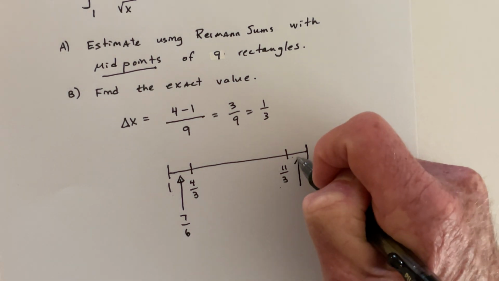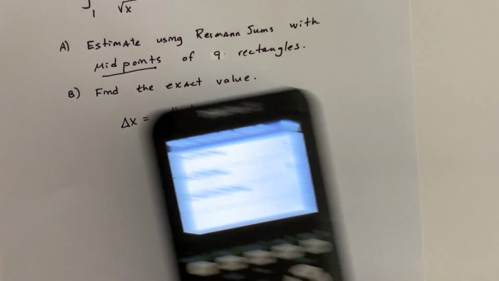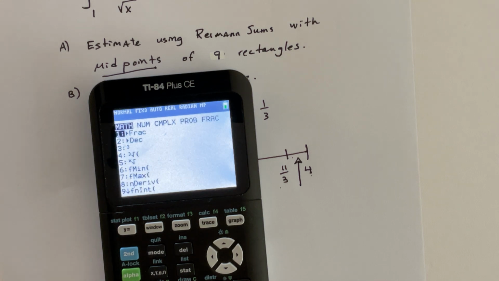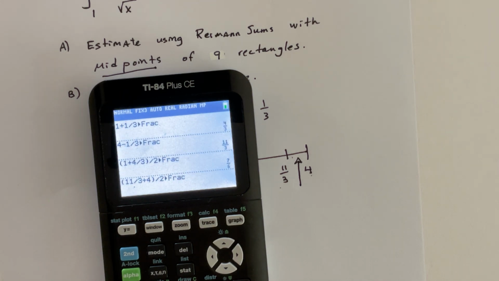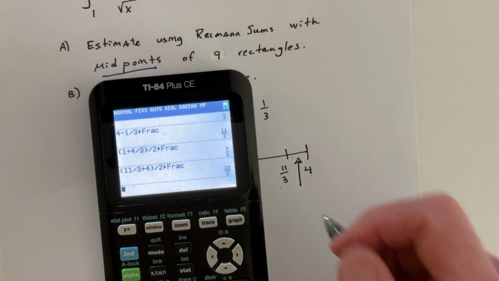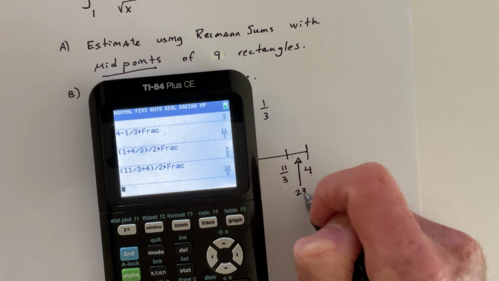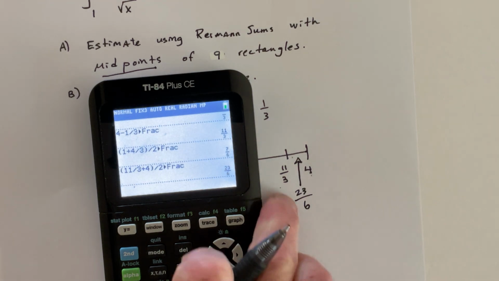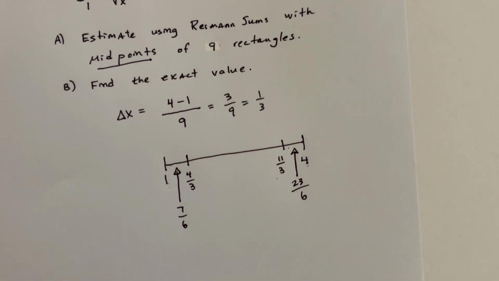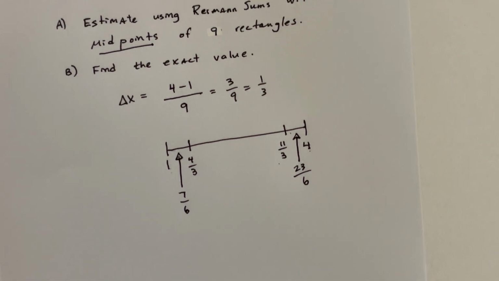And then find the midpoint between the 11/3 and the 4. So I need a paren and then 11/3 plus 4. That gets divided by 2. And then get the fraction, it is 23 over 6. Okay, then I can have the calculator find this Riemann sum for me.